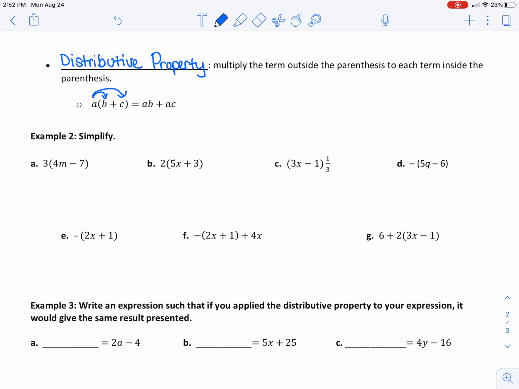So, with example 2, I'm going to take what's outside my parentheses and I'm going to multiply that by every term inside my parentheses. So I'm going to take 3 times 4m. So 3 times 4 is 12. My m stays the same. And then I'm going to take that 3 and I'm going to multiply it by negative 7. So I get 3 times negative 7 is negative 21. Now I want to make sure I don't have any like terms here, so this would be my final answer.